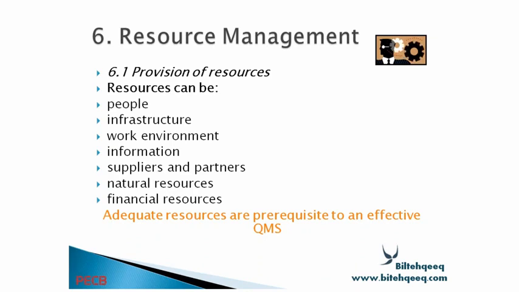The next is resource management. Provision of resources, 6.1. Resources can be people, infrastructure, work environment, information, suppliers and partners, natural resources, financial resources. Adequate resources are prerequisites to an effective quality management system. So the management has to ensure that it is providing all the necessary resources, because if there are no resources available, an effective quality management system cannot be implemented.